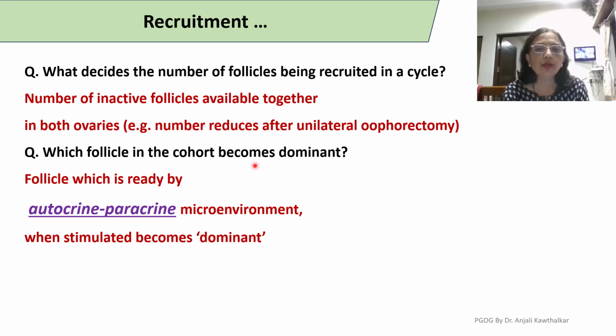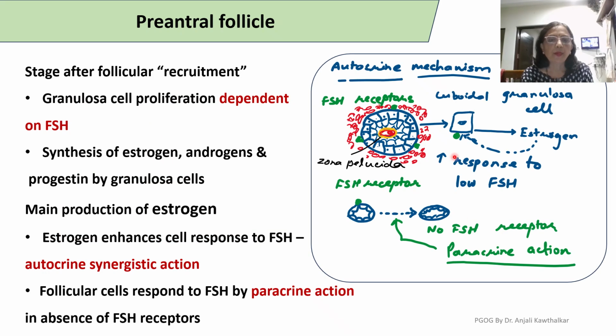Which follicle in the cohort becomes dominant? The follicle which is ready by its autocrine paracrine microenvironment, when stimulated, becomes dominant. Now, the next stage after the primary follicle: we have already seen diagrammatically the difference between the primordial follicle and the primary follicle. Further follicular growth takes place, and it leads to a stage called the pre-antral follicle. This is a stage after follicular recruitment.